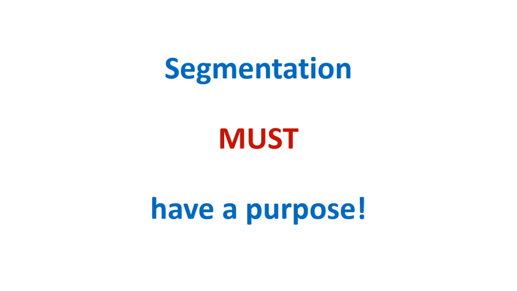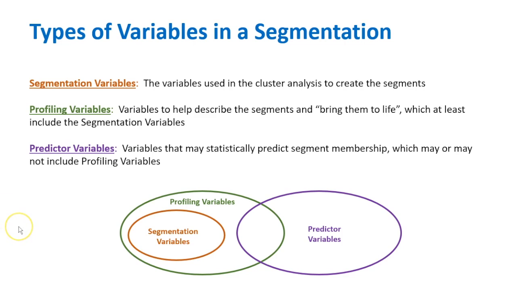But what I want to talk about first is the types of variables in a segmentation. There are generally three buckets, and they do overlap, and I created this nifty, colorful Venn diagram down here. Always creative. This is what they pay me for.